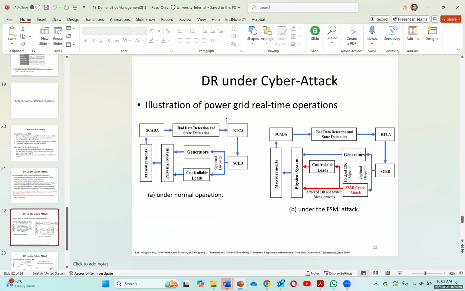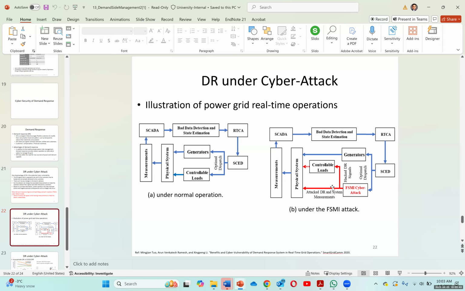This is the illustration of power grid real-time operations. On the left, we see the system in normal operation, and on the right, there's a system under the FSMI attack. And we can see here, there's no cyber attack. The cyber attacks are shown with red arrows. We have the SCADA, same thing that we had before. Bad data detection and state estimation. We would have the RTCA, SCED. We would have optimal dispatch on generators and controllable loads. Then we will control the physical systems and change the measurements and so on. It goes back to the loop.